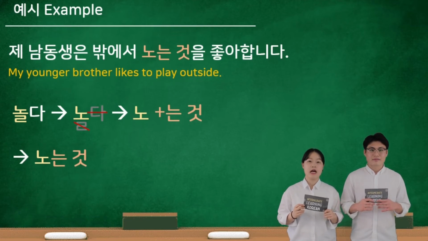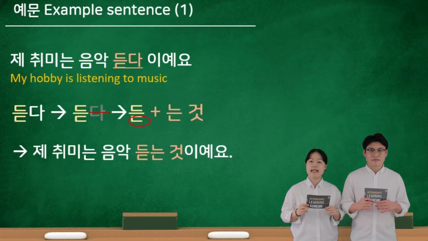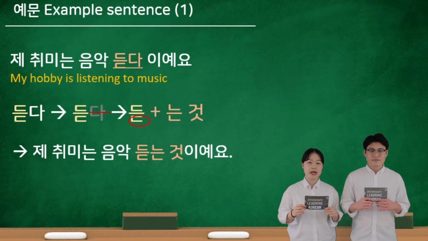Yes, then shall we review more through example sentences? This is the first example sentence. 제 취미는 음악을 듣다이에요. When we remove 다 from the verb 듣다, we can use 는 것. So it becomes 제 취미는 음악을 듣는 것이에요.